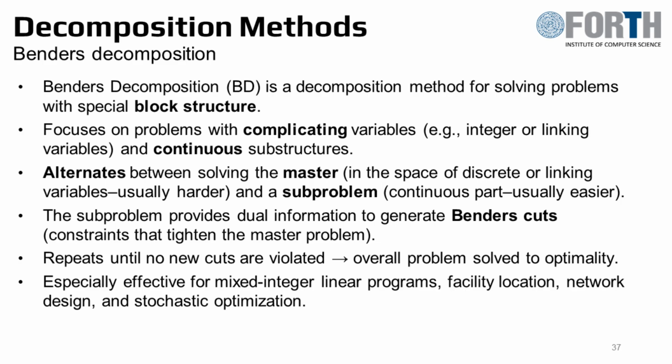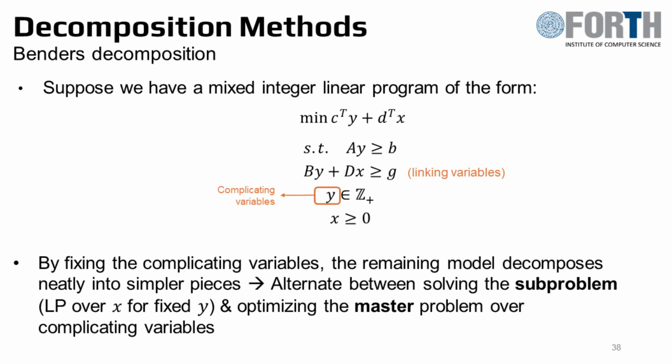In the next slides, we will write a general formulation and derive the structure of the master problem and the subproblem. We consider a mixed integer linear program written in a split form. The objective is to minimize c transpose y plus d transpose x. There are two groups of constraints. The first group is Ay ≥ b. These constraints involve only the variables y. The second group is By + Dx ≥ g. These are the linking constraints. They couple the variables y and x.